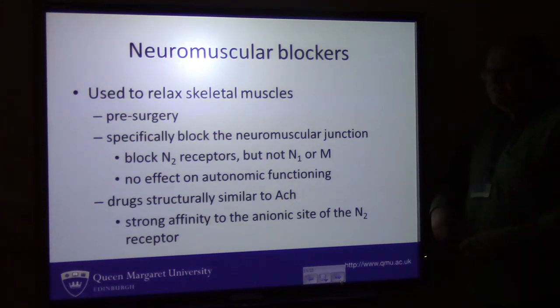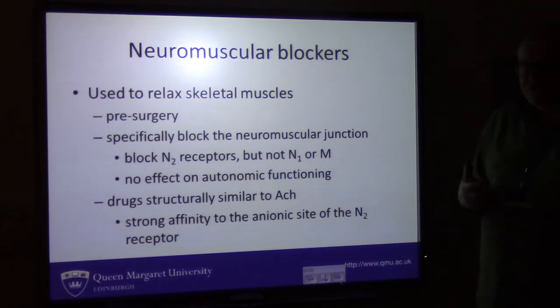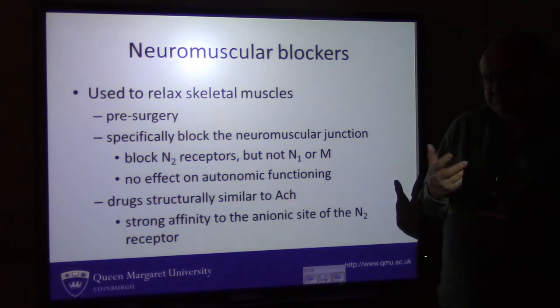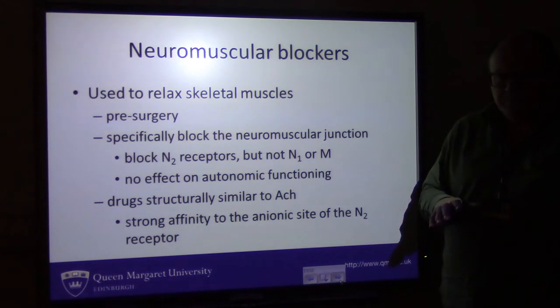Now, the other ones are the neuromuscular blockers. That can seem like a bit of a strange idea. Why would you want to stop your skeletal muscles contracting altogether? Why would you want to block those postsynaptic receptors? Really, the most common reason for doing that is pre-surgery. If you've ever had an operation under general anaesthetic, you will usually be given some type of sedative, if you like, to relax you.